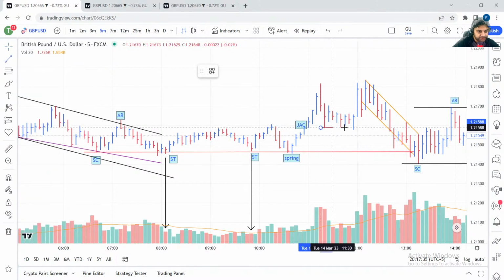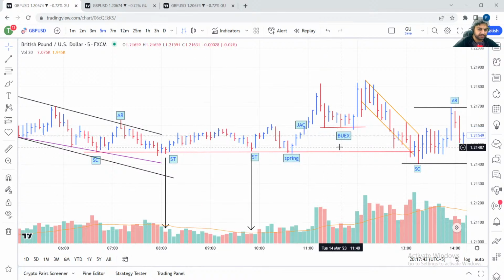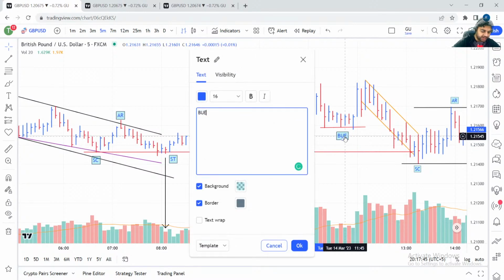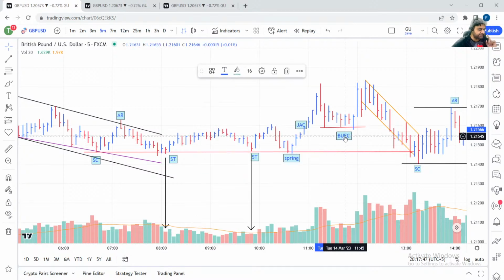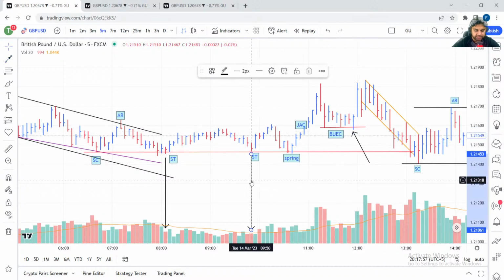This is a back up to the edge of the creek. This is the Buick area. Back up to the edge of the creek. And do you see a spring over here? Well, of course, yes. Look at this. A spring over here. So guys, what are the buying opportunities?